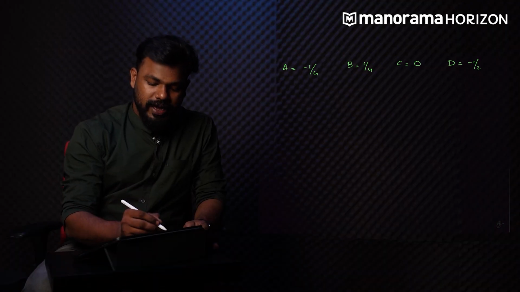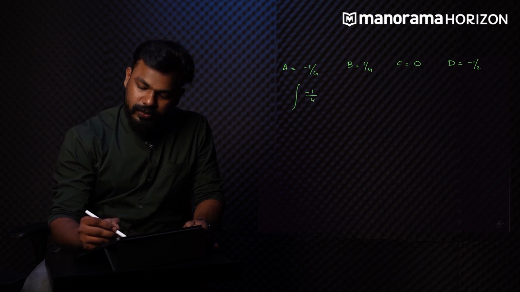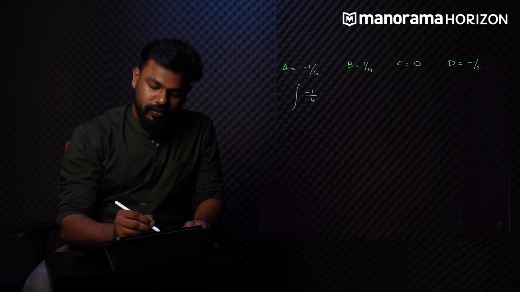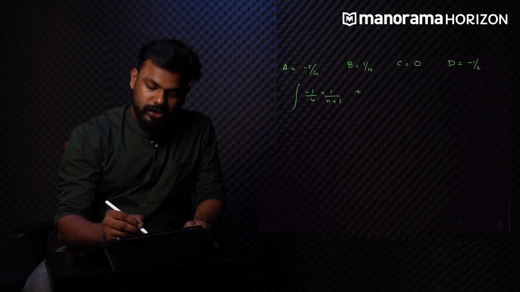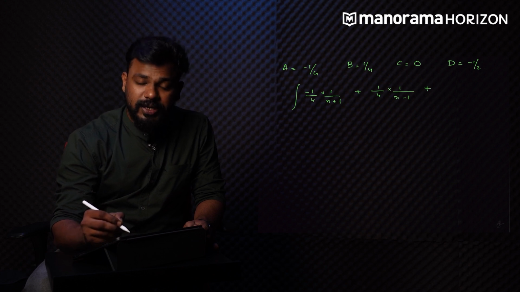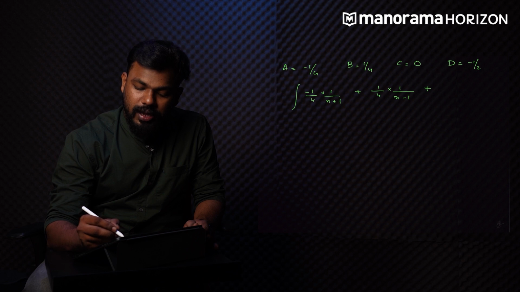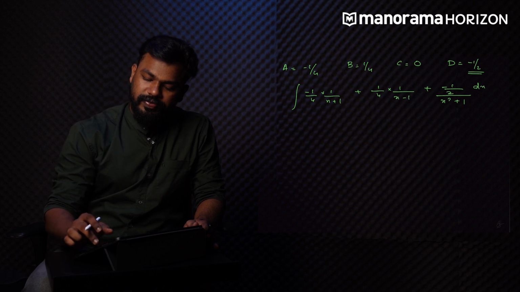Now putting that all back, you get integral minus 1 by 4. What is this first one? X plus 1. So minus 1 by 4 into 1 by x plus 1 plus b is how much? 1 by 4. So 1 by 4 into 1 by x minus 1 plus cx plus d. 0 into x is 0 plus d is minus 1. So minus 1 by 2 by x square plus 1 dx. So that is what we have.